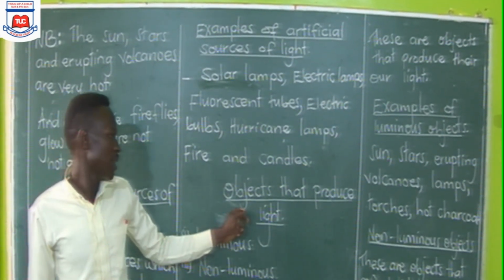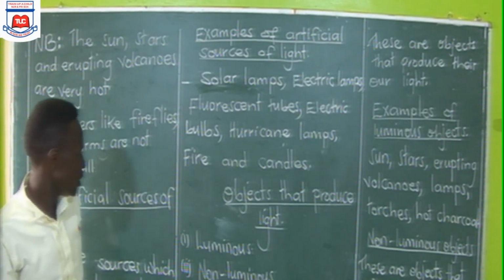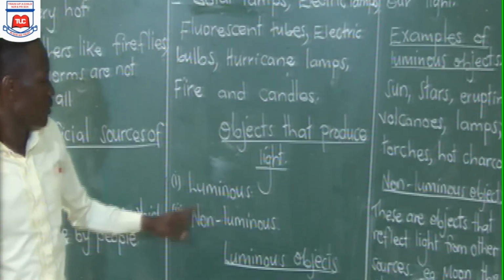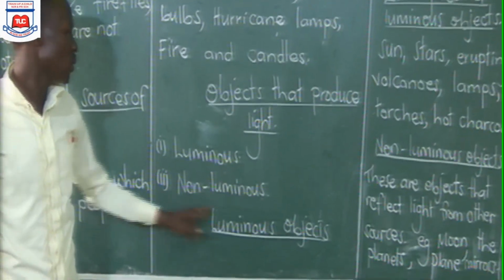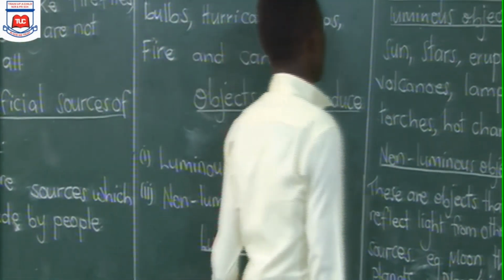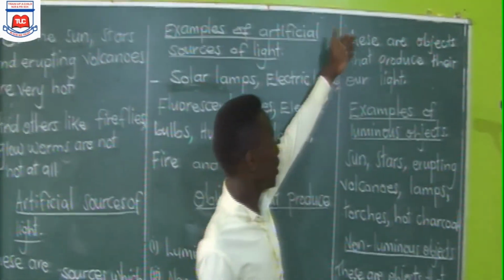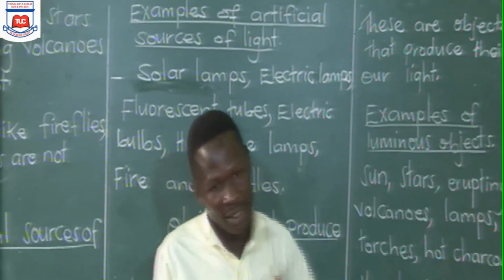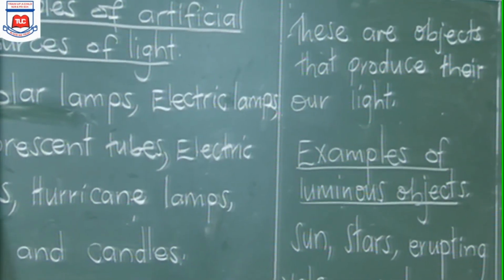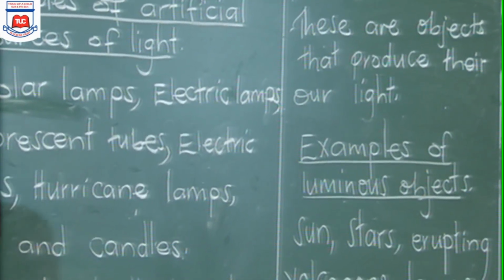Here we have objects that produce light. The objects that produce light are grouped into two. We have luminous objects and non-luminous objects. So the question comes, what are luminous objects? Luminous objects are objects that produce their own light. Objects that can produce their own light, we call them luminous objects.